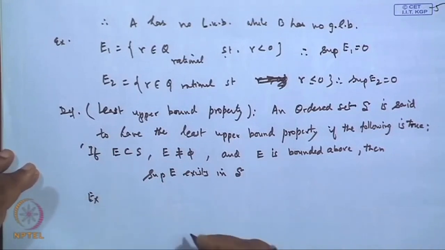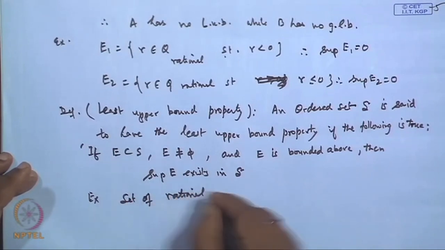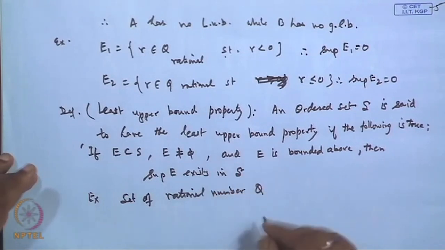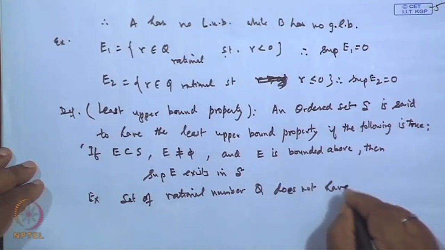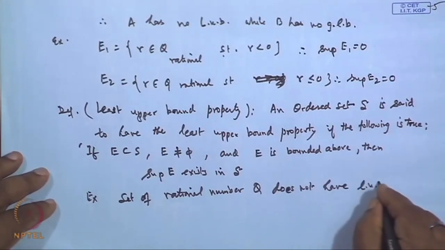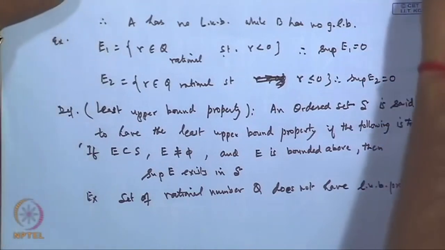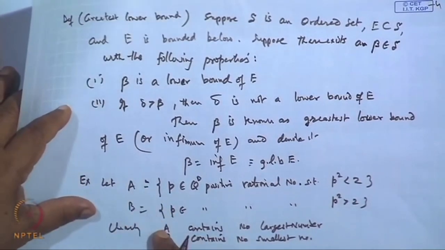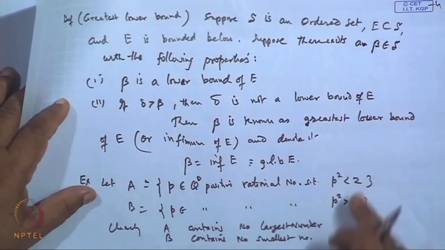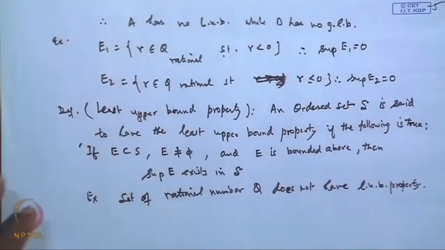For example, the set of rational numbers, which is denoted by Q, does not have the least upper bound property, and we have seen that already with this example. Basically A and B are two subsets of the rational numbers, and A does not have a least upper bound, and B does not have a greatest lower bound. So basically the set of rational numbers does not have the least upper bound property.